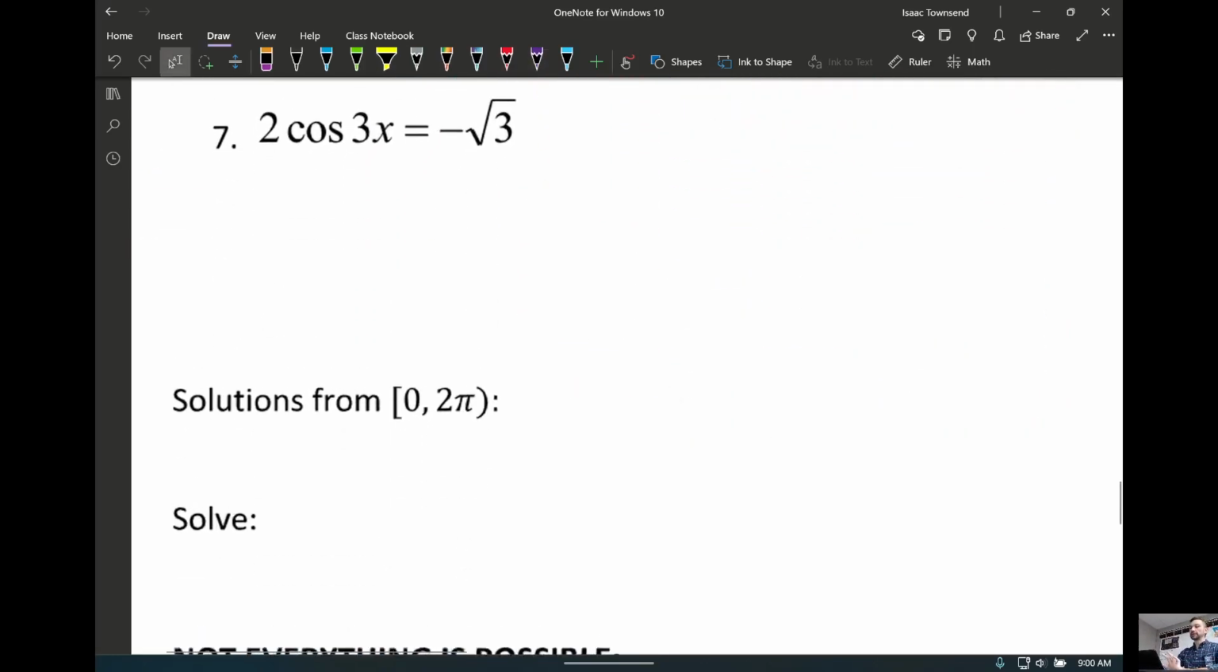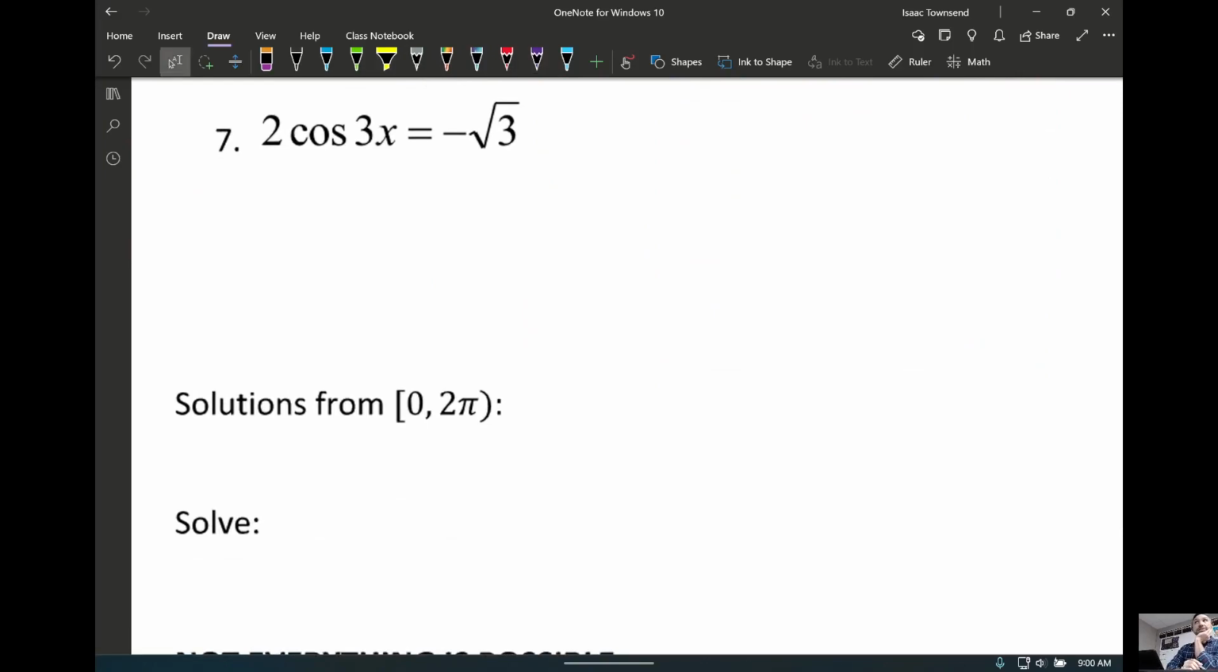Okay, let's look at one more of these. So question 7, this is either like a double angle, half angle type question. I guess this is a triple angle. But just pretend like it's a regular x for just a second. Solve it the way you normally would.